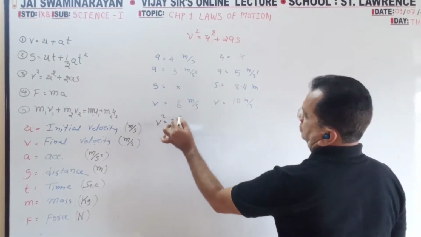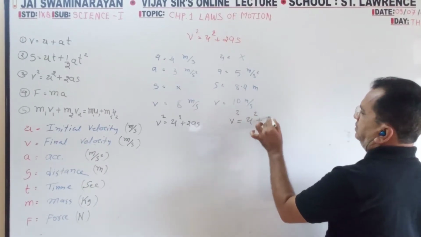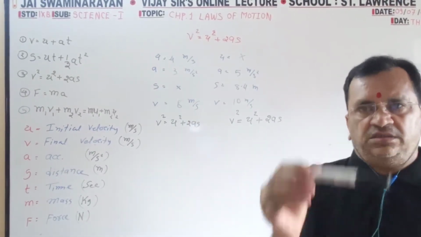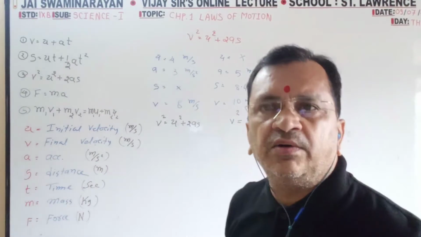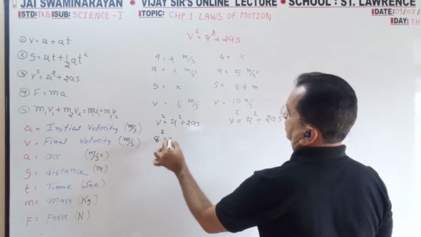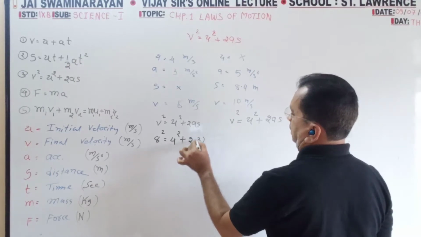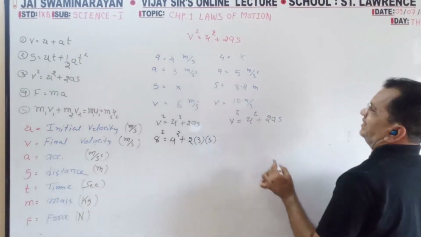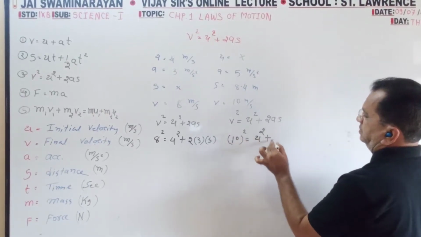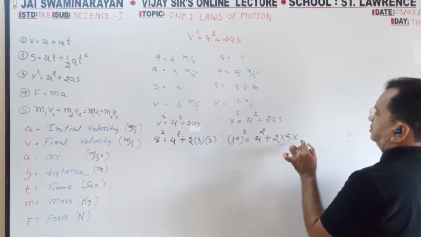V square is equal to U square plus 2AS. Now 8 square, 4 square, 2AS, V square, U square, 2AS.